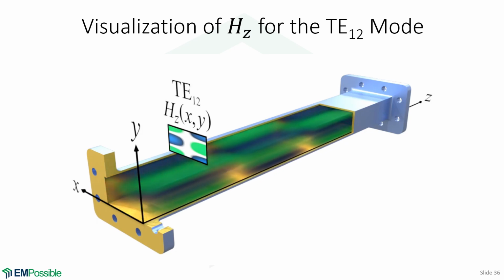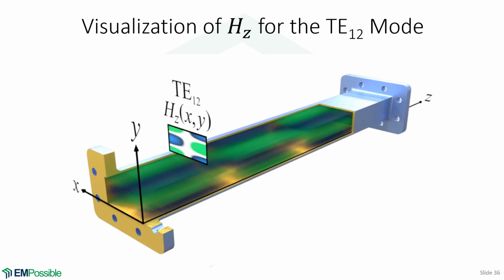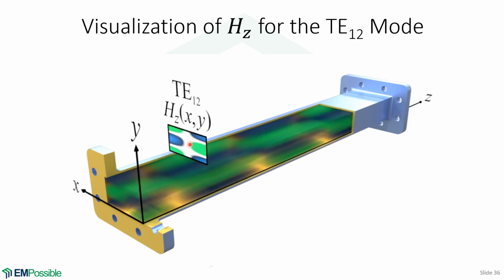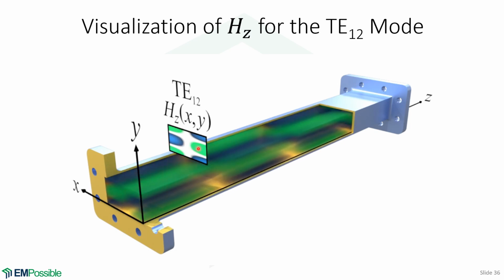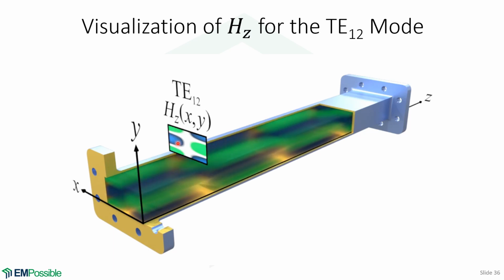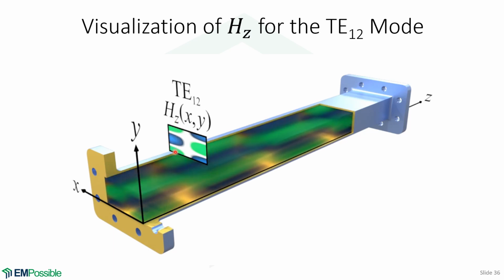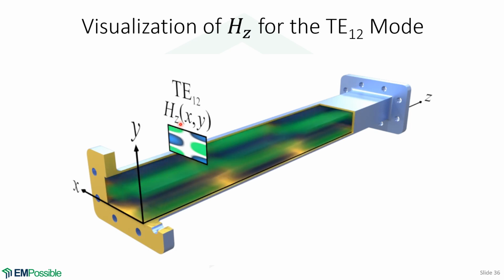TE12. We should have 1 bright spot in the X direction, 2 in the Y. So in the X direction, yes, we see 2 half bright spots. Then in the vertical direction, there's 1 bright spot and then 2 half bright spots. So overall, 2 bright spots in the vertical or Y direction.